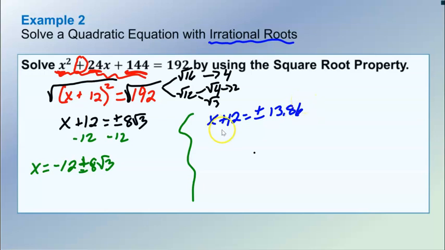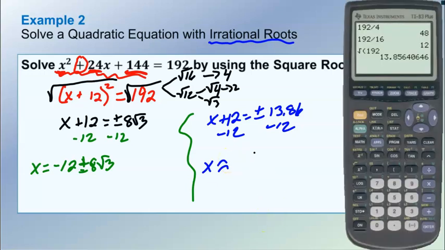Now to get x by itself, I'm going to subtract 12. And I would have x equaling about, and let's get our calculator again, negative 12 minus 13.86, which will give us an answer of negative 25.86.